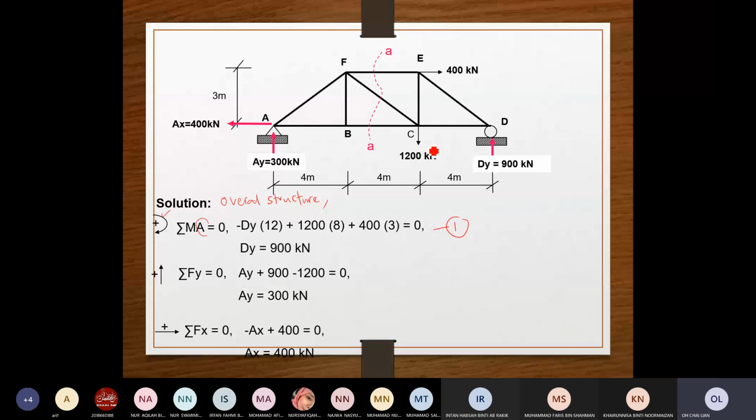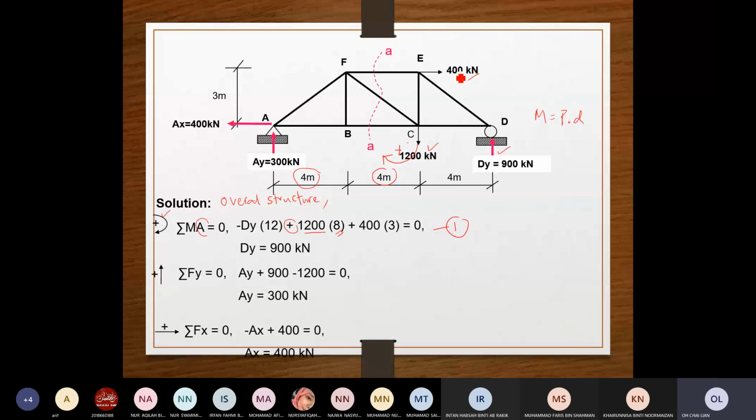The ones that will be included will be 1200, 400, and the dy. At this moment, dy is still unknown. Now the 1200, to get the moments, remember we have the force multiplied by the distance. The force is 1200 and the distance is 8 meter. Now you have 1200 multiplied by the 8 meter. Why is this positive here for this force? Because this force is acting, when acting at A, if you can see that, it is clockwise.